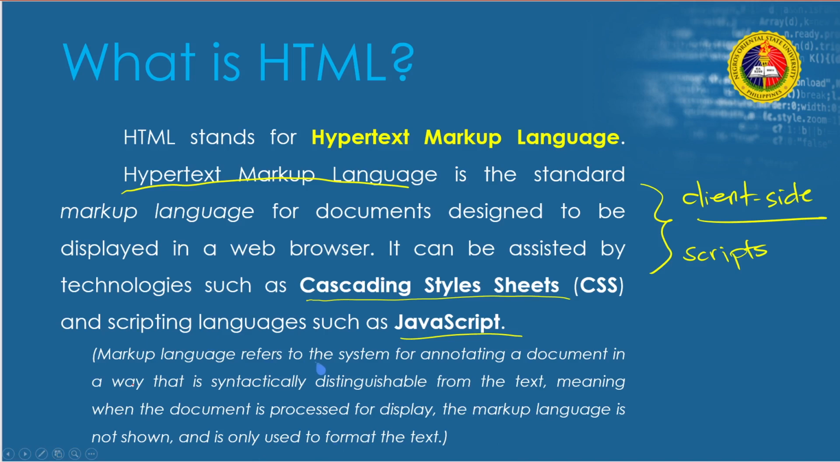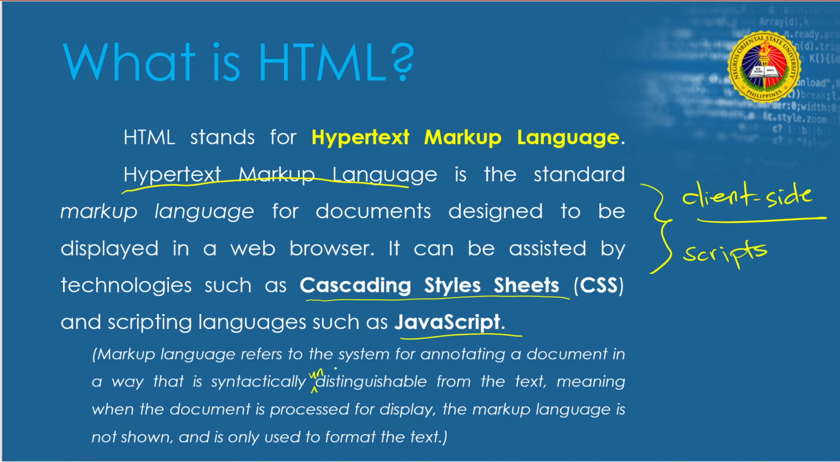So markup language refers to a system of annotating a document in a way that it is syntactically distinguishable from the text, meaning when the document is processed for display, the markup language is not shown and is only used to format text. So in my definition, it should be syntactically undistinguishable.